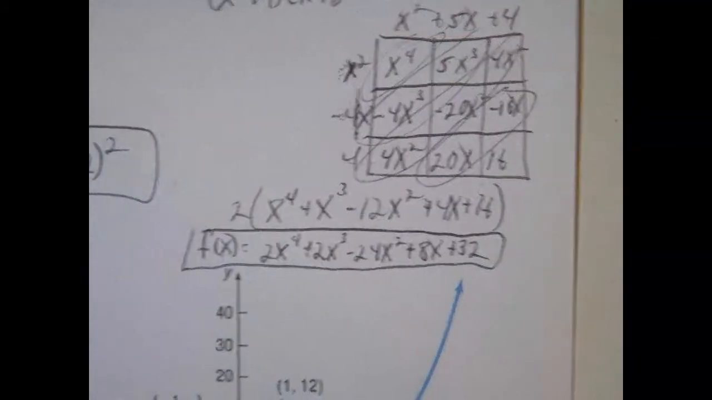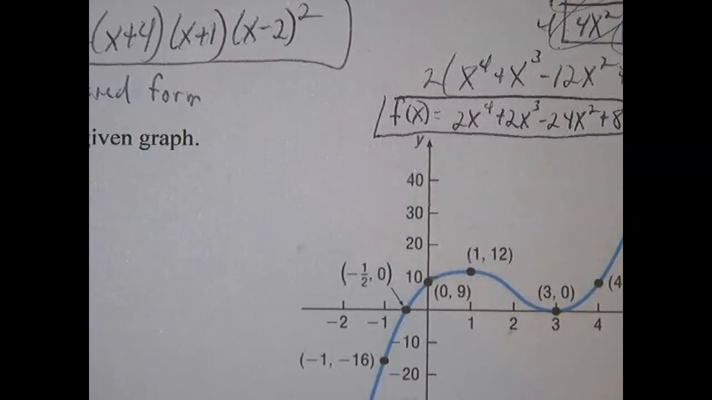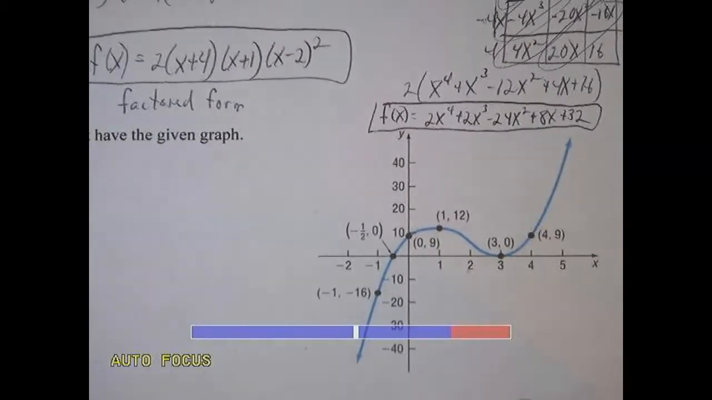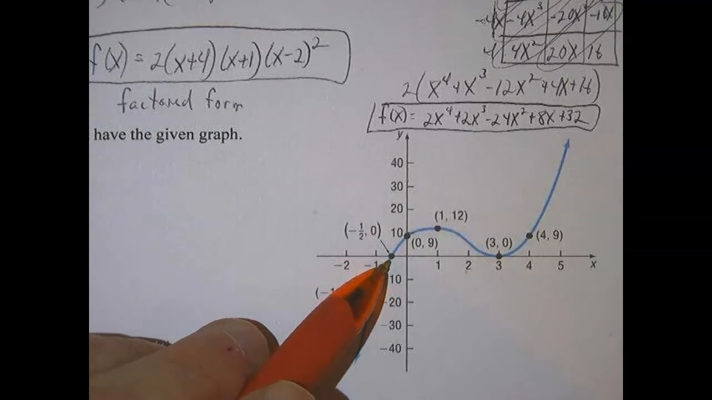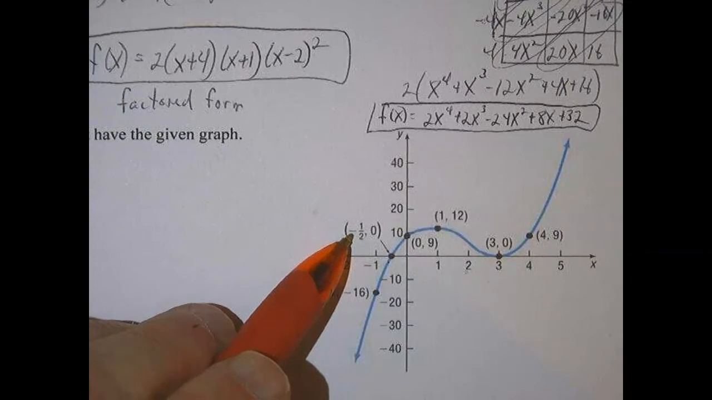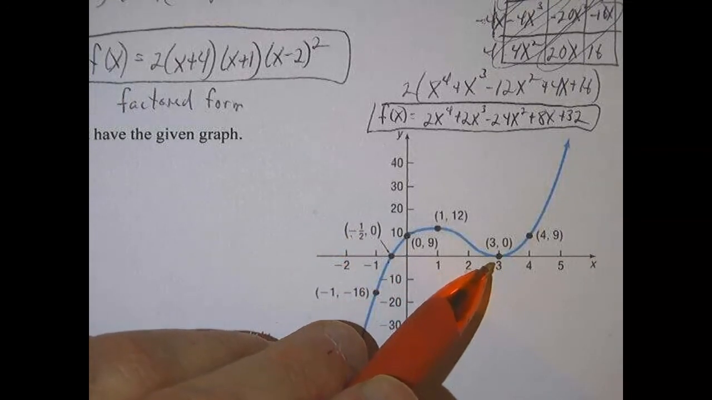Okay, one more, same kind of problem. It's just that this time we're going to get the information from a graph instead of from paper. This looks like a third degree, but let's see what happens. So we have one x-intercept at -1/2. Another one is at 3, and that one has a multiplicity of 2.